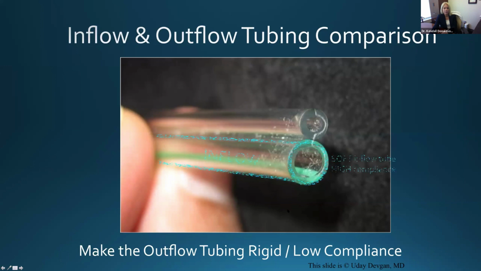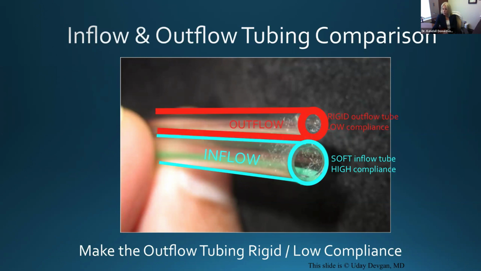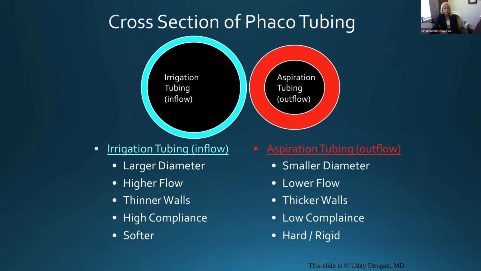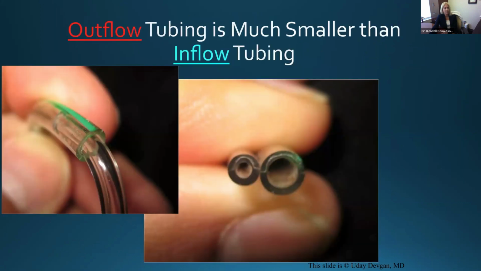And so we can see here, this is the difference between inflow tubing, which is much larger diameter, a soft tube, and outflow tubing, which is a rigid tube, has very low compliance. And this is how all phaco machines basically work. Different companies talk about various advances in their tubing, but this is basically how they all work. So we can see here the inflow tubing versus the outflow tubing, and this helps create a stable anterior segment for cataract surgery. So enough about that.